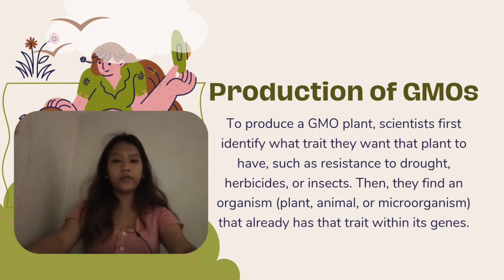This process is often done with precision, ensuring that the new gene integrates seamlessly into the plant's DNA. The last process is trait expression. Once the gene is successfully integrated, the modified plant begins expressing the desired trait, such as drought resistance or pest resistance.